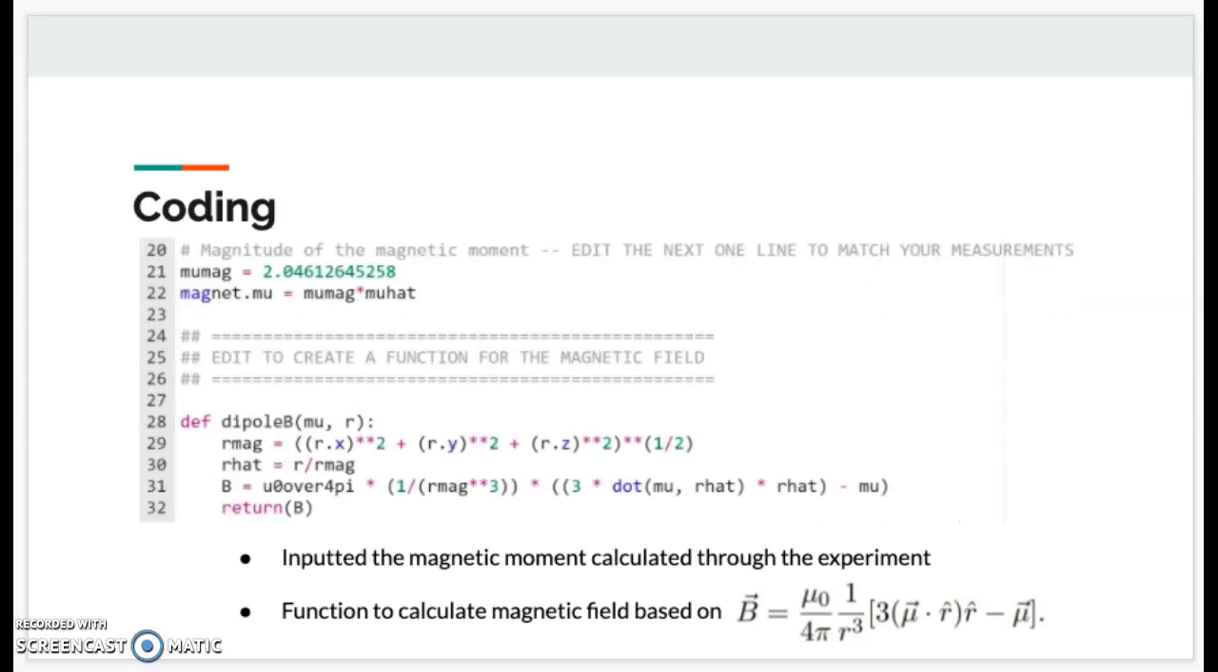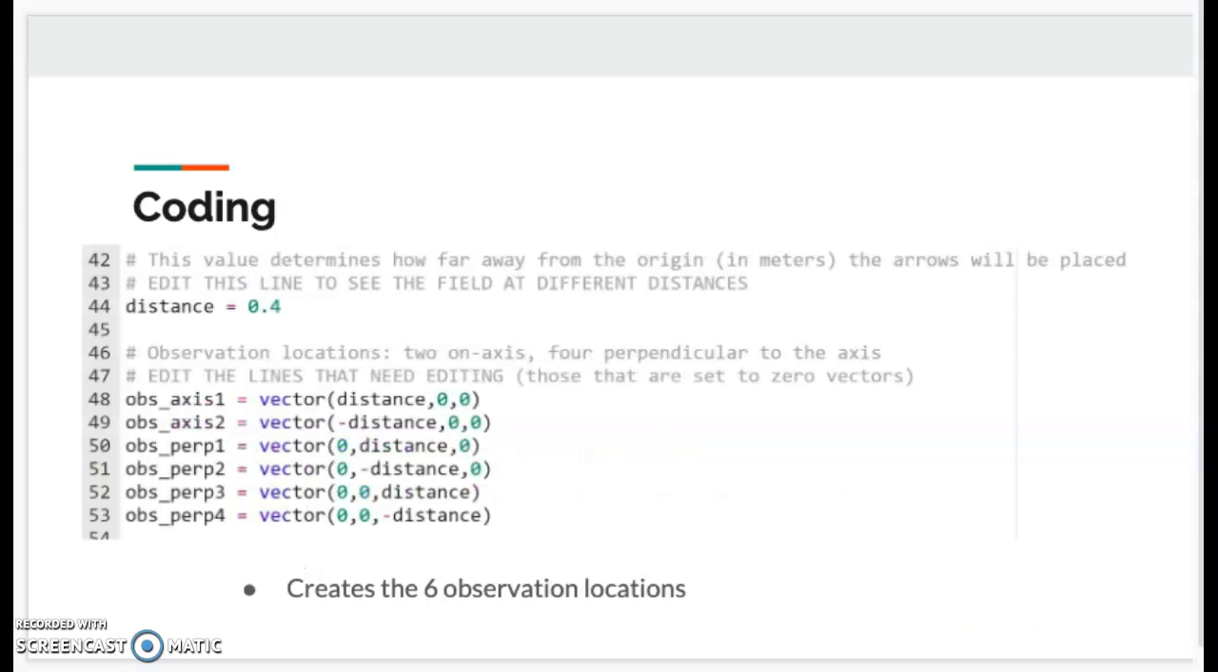So now for the coding section. First, we input the magnetic moment that we calculated experimentally. We also made a function that calculates the magnetic field at a given location based on this formula, as discussed earlier. We then define a distance from the magnet that our observation locations will be, and we define 6 observation locations. Each is a distance 0.4 meters from the magnet, and they are in the plus and minus x direction, the plus and minus y directions, and the plus and minus z directions, one observation location for each.